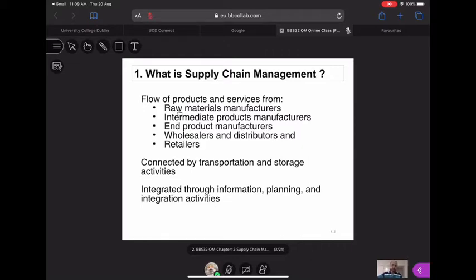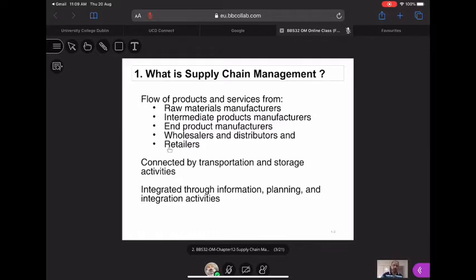Two, intermediate product manufacturer. Intermediate product manufacturers are those companies that basically take this raw material and make it into something which is usable. So for example, they take one huge piece of iron and do whatever is in order that this iron can be used. Or for example, they take one whole cow and slaughter the cow and make it into meat.